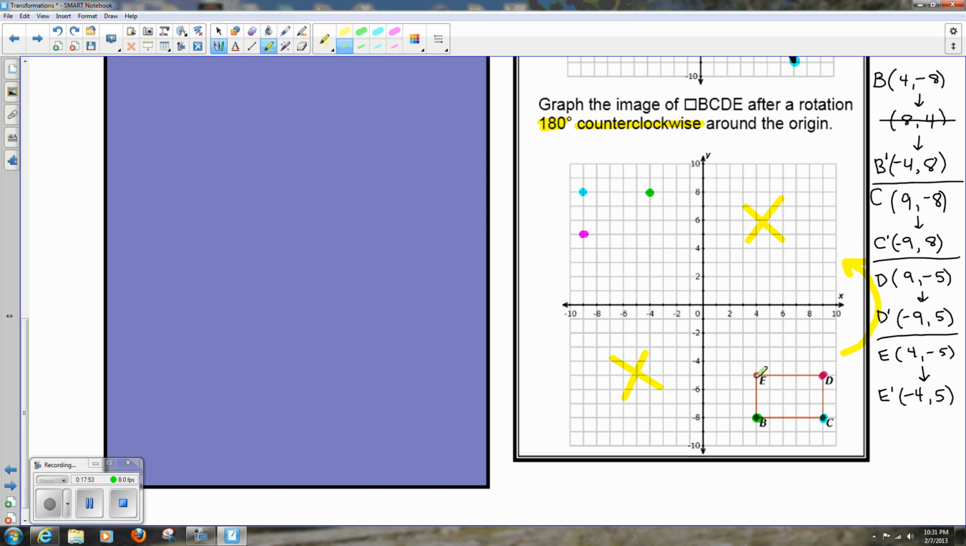So that means E prime is at negative 4, positive 5. I like plotting each point separately. Now that I've plotted each point separately, I can compare those 4 points to the 4 original points that I had.